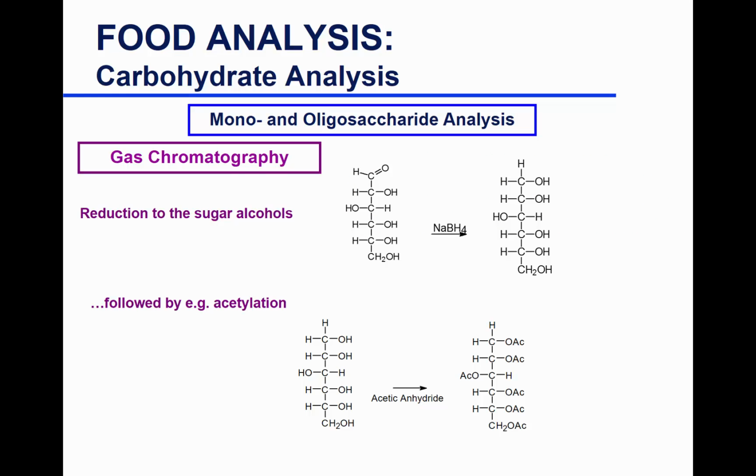So there is a first step where you reduce your sugar to sugar alcohol. Use sodium borohydride to do that. And then from there you do the acetylation, and then you end up with a product that is thermally stable and volatile, and that's how you measure it.